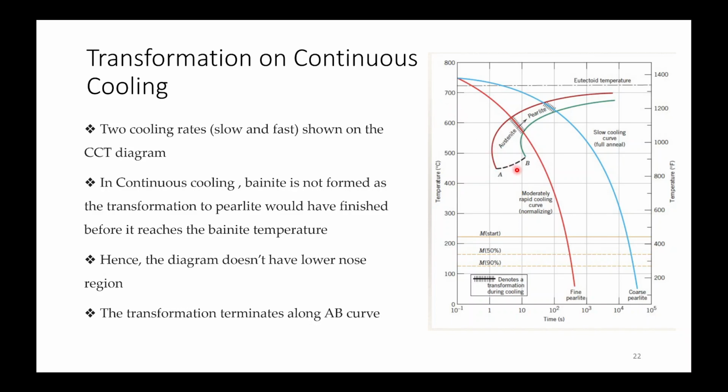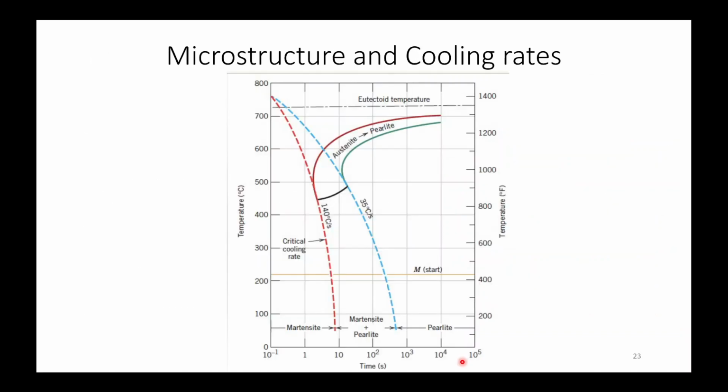if you cool it much faster, at or above the critical rate, it will form complete martensite, and below that it will form fine pearlite. So there won't be any bainite transformation. In continuous cooling, bainite is not formed, as the transformation to pearlite would have finished before it reaches the bainite temperature. Hence the diagram doesn't have a lower nose region, and the transformation terminates along this AB curve.